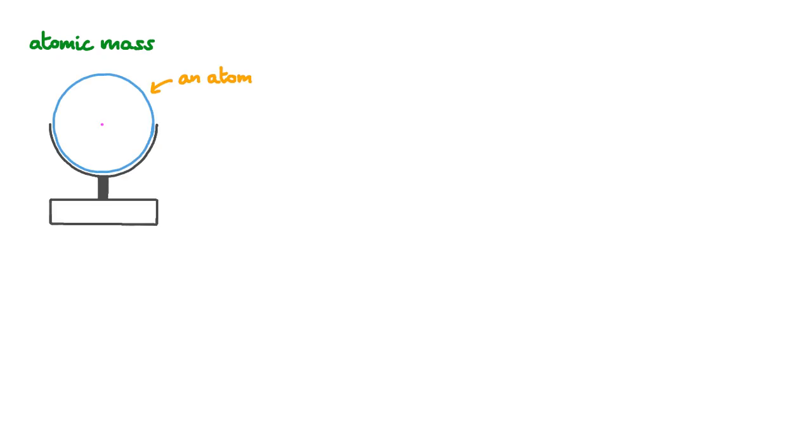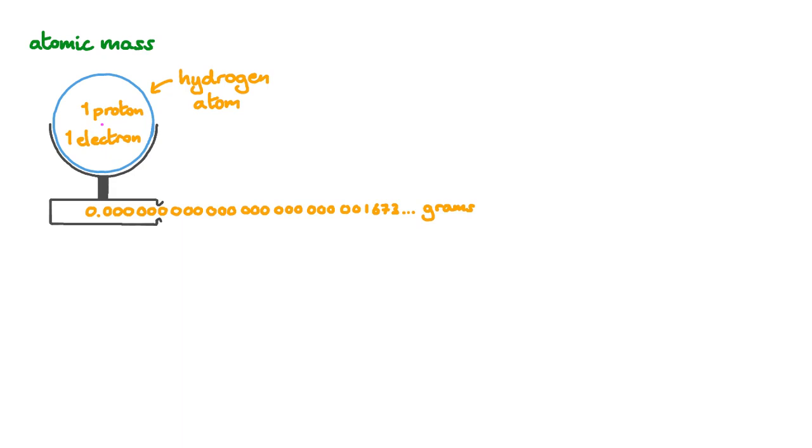Atoms really are tiny, so they have very, very small masses. The smallest atom, an atom of hydrogen, is composed of a single electron bound to a single proton. If we measure the mass of a hydrogen atom in grams, the value would be minuscule. Instead, we have a much more convenient system.